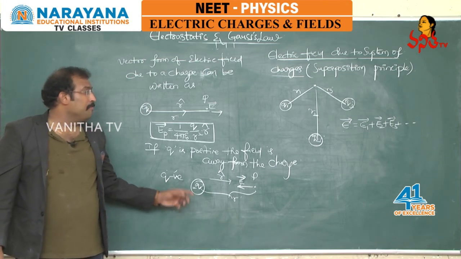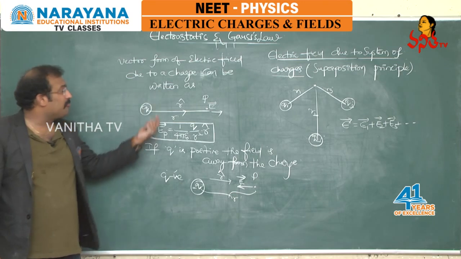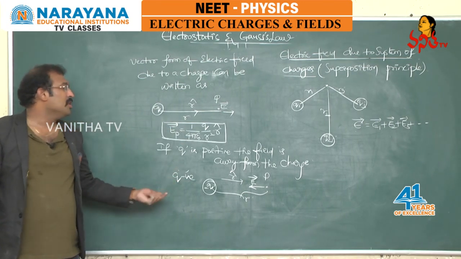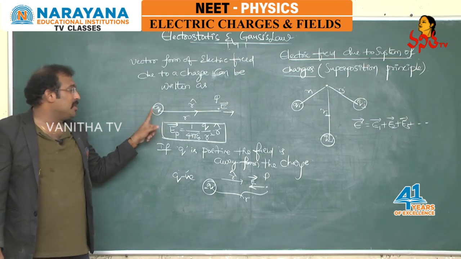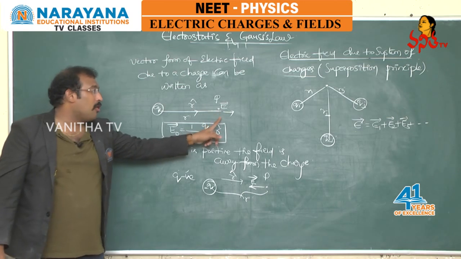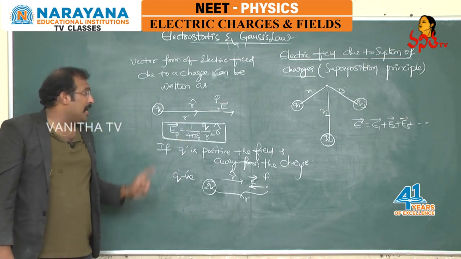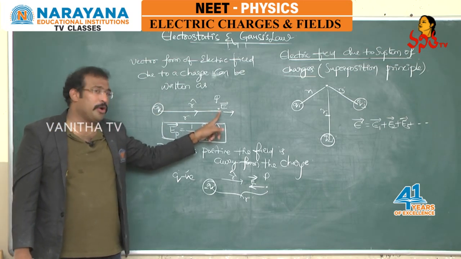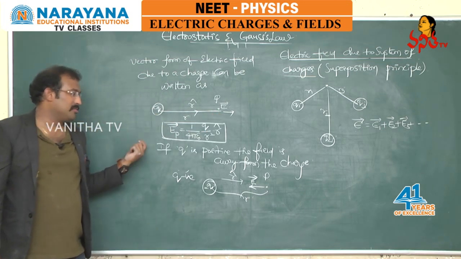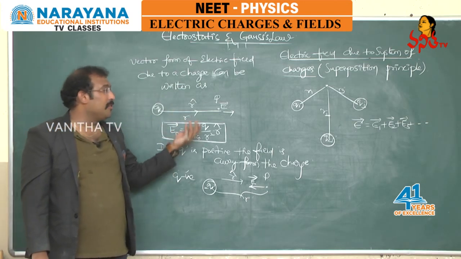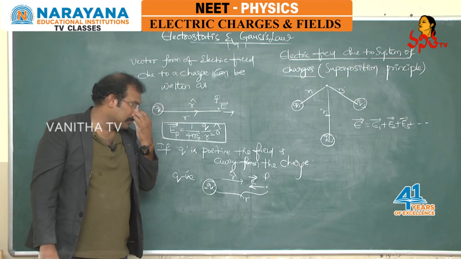So simply we can say that the vector form of field is given by these two equations. If the charge is positive, then the field due to this charge at a given point is always away from the charge. And if the charge is negative, the field due to this negative charge at a point is always towards the charge. So this is the way we can write the electric field in the form of a vector.